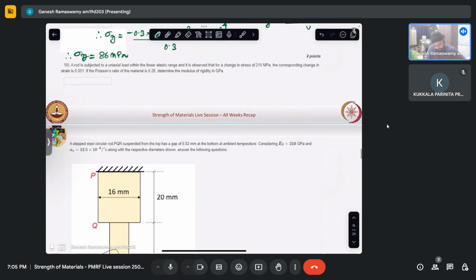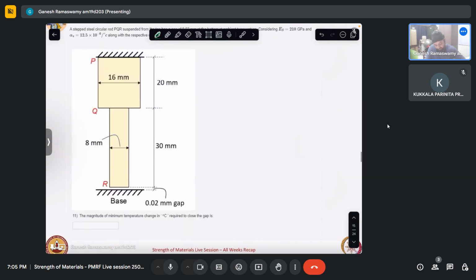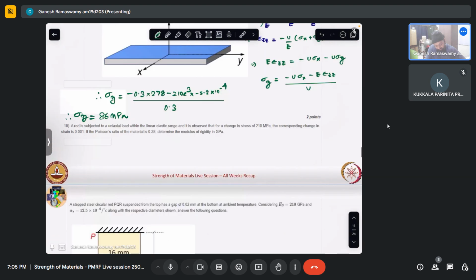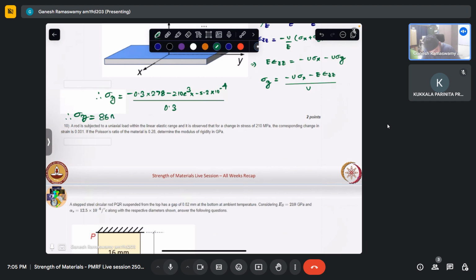Okay, let us look at the next one. A rod is subjected to, we have a stepped rod like this. Oh, this is a different question. Let us look at that separately. So this we have done it as 86 MPa.